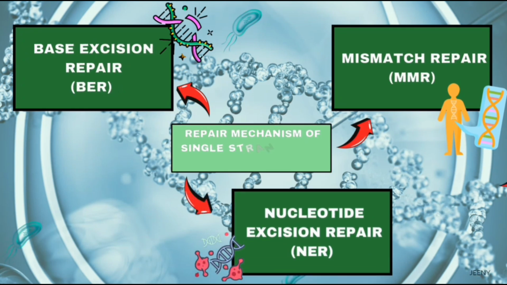This slide shows repair mechanisms for single-strand damage. Base excision repair removes and replaces small damaged bases. Nucleotide excision repair cuts out large, bulky damage like UV-induced lesions. Mismatch repair corrects errors made during DNA copying.